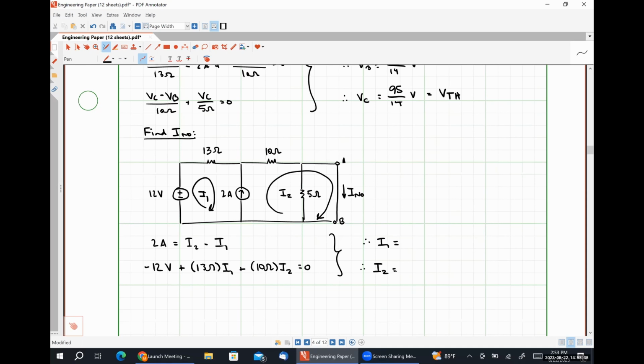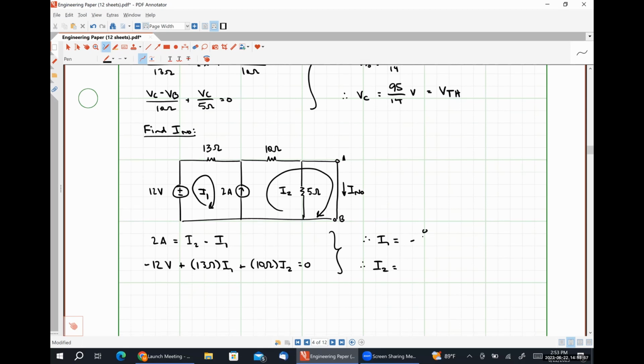So my coefficient for I1 in my first equation is -1. My coefficient for I2 is +1. My constant term is 2. My coefficient for I1 is 13 in my second equation. Solving this system, I get I1 to be -8 over 23 amps and I2 to be +38 over 23 amps. And I2 is the exact same thing as I Norton.